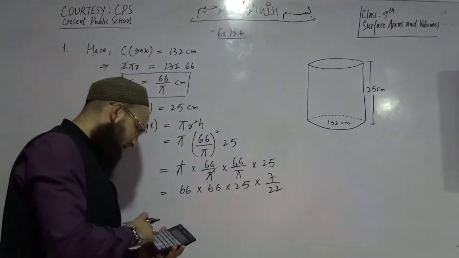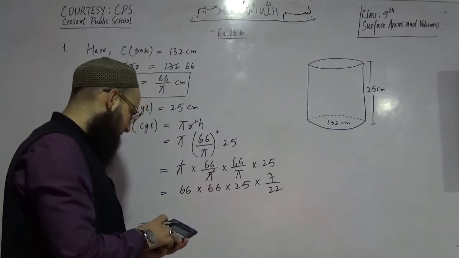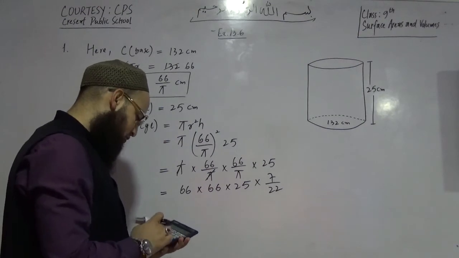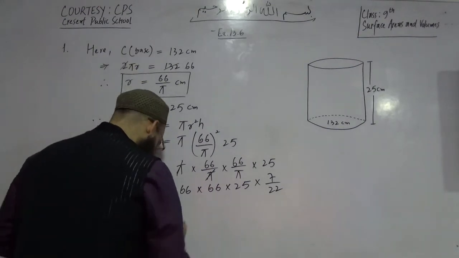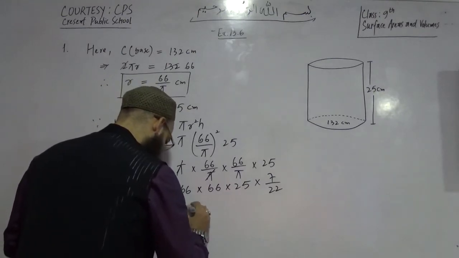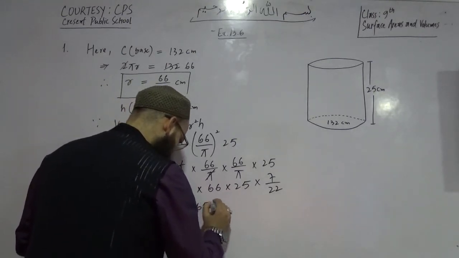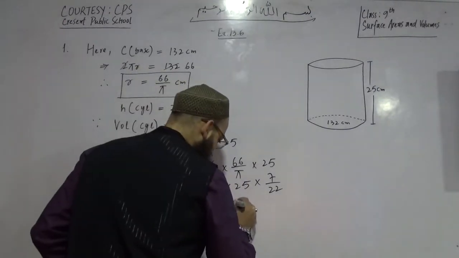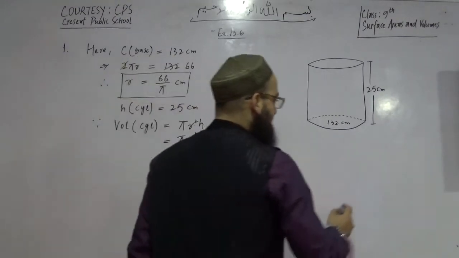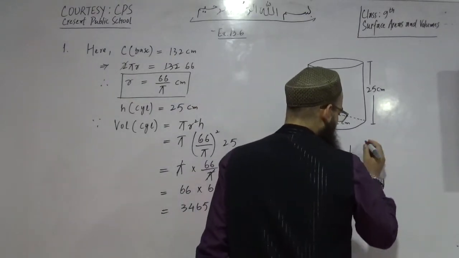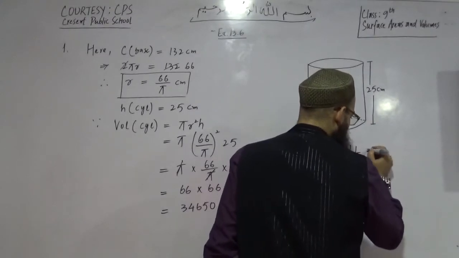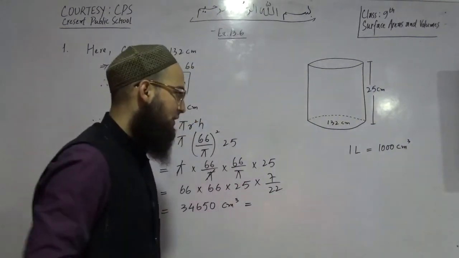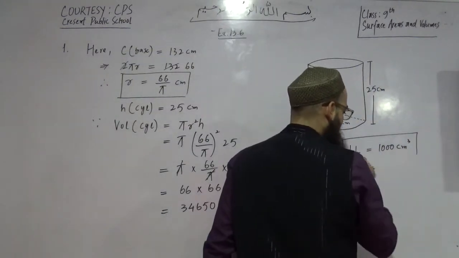Now let me solve this. So you have 66 times 66 times 25 times 7 divided by 22, so that will give you 34650. And what is this? 34650 is cubic centimeters. Now you know the conversion. 1 liter is equal to 1000 cubic centimeters. This is the conversion which you will use here.